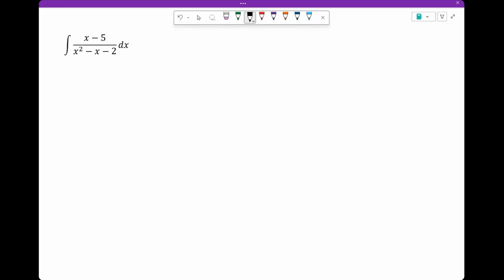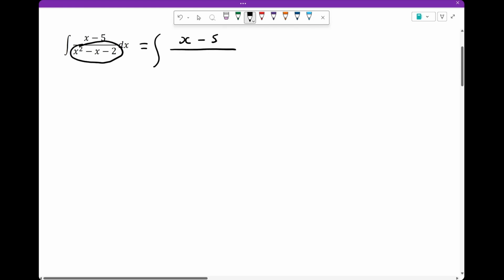Now when we can do that is when we have a quadratic or cubic denominator, which we can factorize into linear factors. So if we look at our denominator, it's a quadratic. Now let's have a go at factorizing this into linear factors. So I'd get the integral of x subtract 5 divided by, and that quadratic can be factorized as x subtract 2 multiplied by x plus 1. So therefore we've successfully factorized it into linear factors. So now we can have a go at rewriting it in terms of its partial fractions.